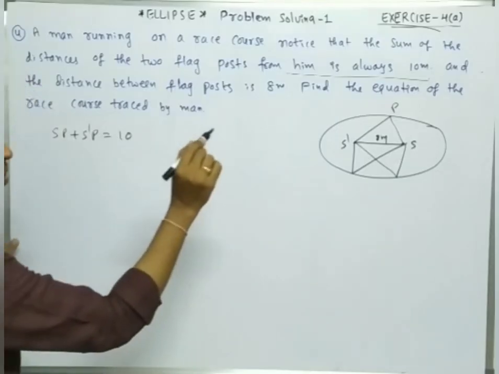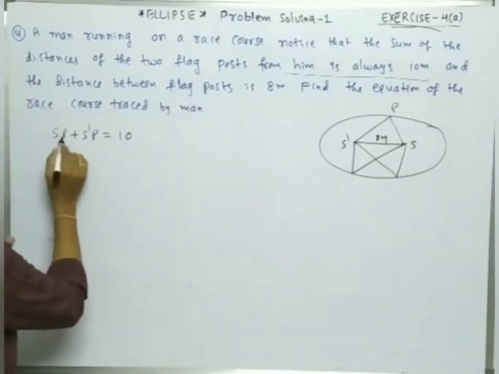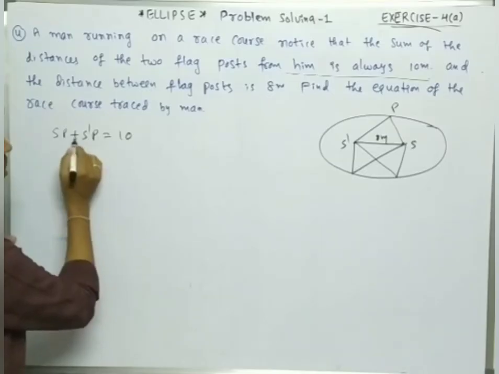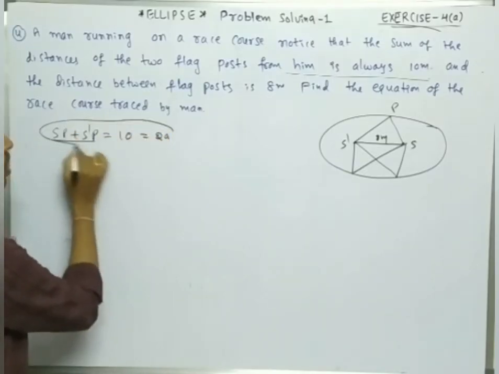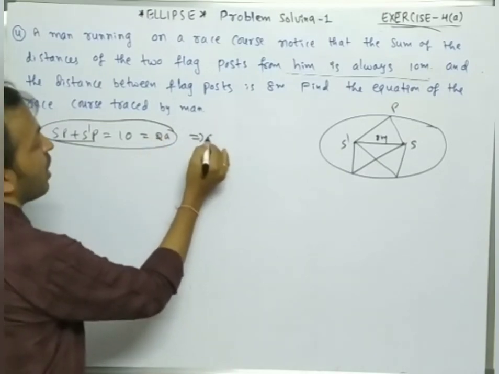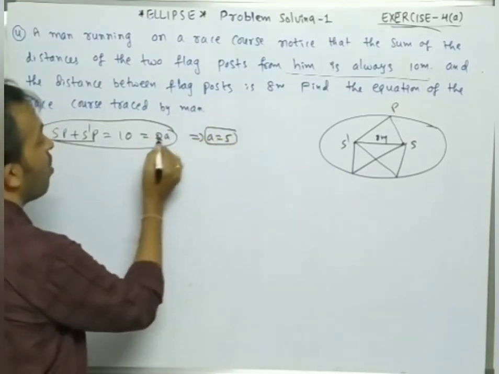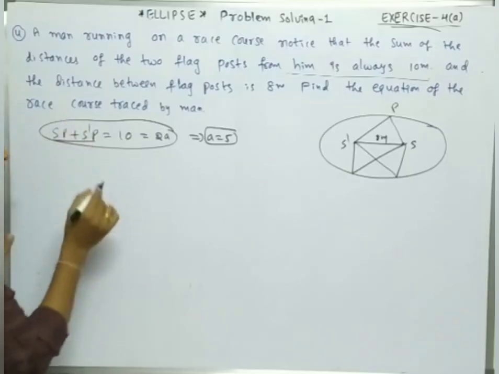So we have to understand it. In the definition only, I have given that the sum of the distances is 10, which is equal to 2a. This is the formula. So from this you will get a equals 5. How it is 2a, I also explained in the first video.